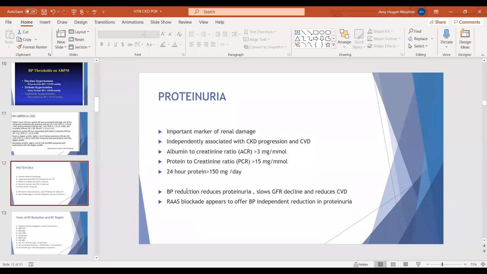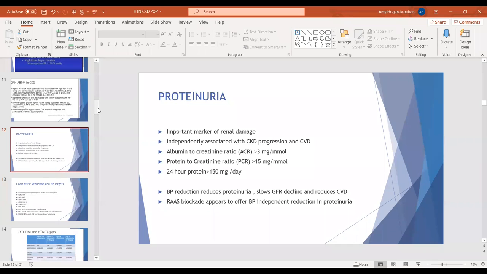All right, so as far as proteinuria, blood pressure reduction reduces proteinuria, slows GFR decline, and reduces cardiovascular risk. The RAS blockade appears to offer blood pressure independent reduction in protein. So even if there are some people in our office, and every nephrologist in the world has them, who have some protein but their blood pressure is fine, it's fine just to watch it. But when it seems like it's accelerating or it's a lot, we might say, I know you don't have high blood pressure and I don't want you passing out, but a little bit of an ACE inhibitor would probably go a long way, even if it's not every day, to reduce protein and help you long term. And they usually do it, and lisinopril is pretty cheap, so it's usually fine.